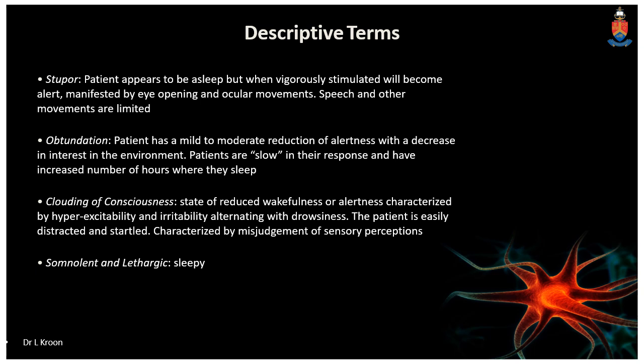Obtundation happens when patients have mild to moderate reduction in alertness with a decrease in interest in the environment. Patients are slow in their responses. They also have an increase in the number of hours when they sleep.